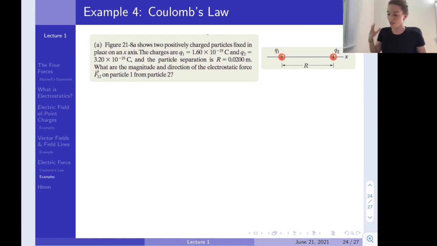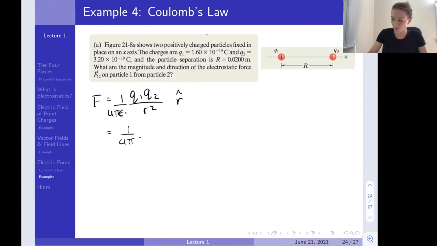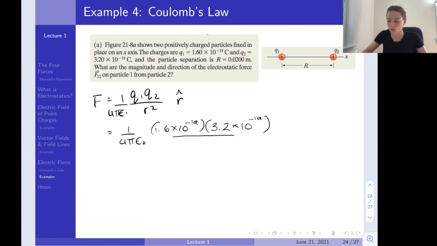So we can just write our Coulomb's law for that. So we've got Q1, Q2, forgot my 4 pi again, r squared, r hat. So now let's plug some things in. We've got 1 over 4 pi epsilon naught, Q1 is 1.6 times 10 to the negative 19 coulombs, Q2 is 3.2 times 10 to the negative 19 coulombs, and the distance between them is 0.02. So we have 0.02 squared.